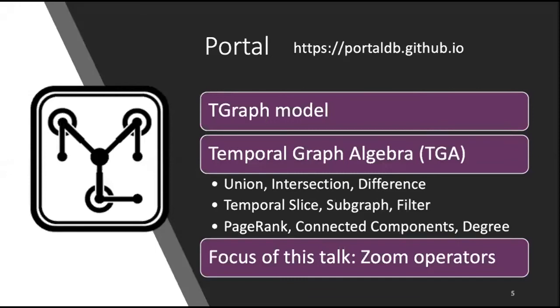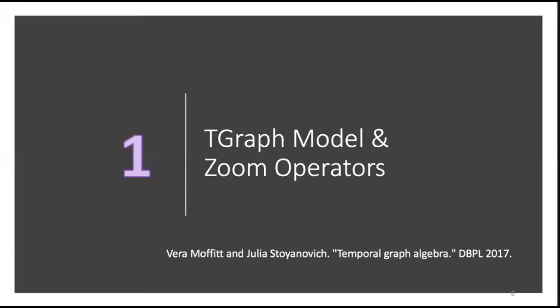Portal implements the T-graph data model and the operators of the compositional T-graph algebra, or TGA. In this talk, I describe two TGA operators: temporal attribute-based zoom, or A-zoom for short, and temporal window-based zoom, or W-zoom. These operators zoom out on a T-graph. A-zoom zooms out structurally, while W-zoom zooms out temporally. Let's now introduce the T-graph model and zoom operators.